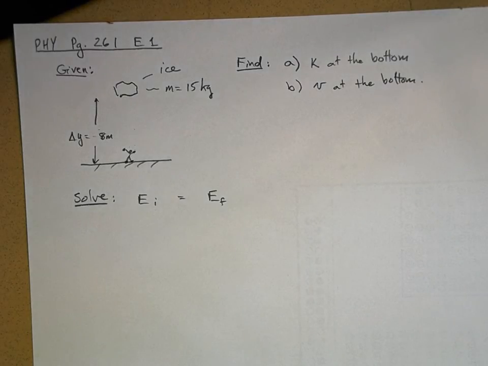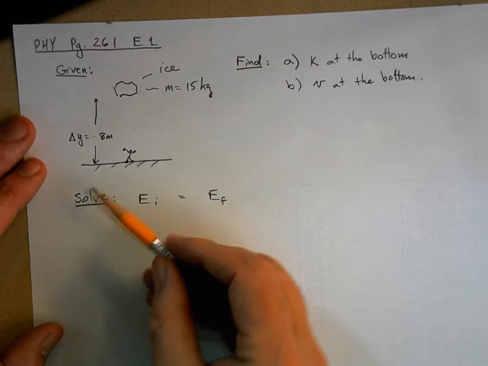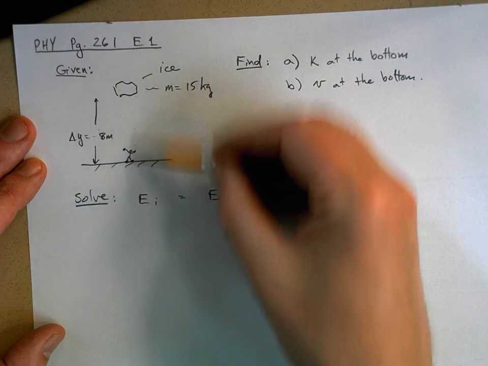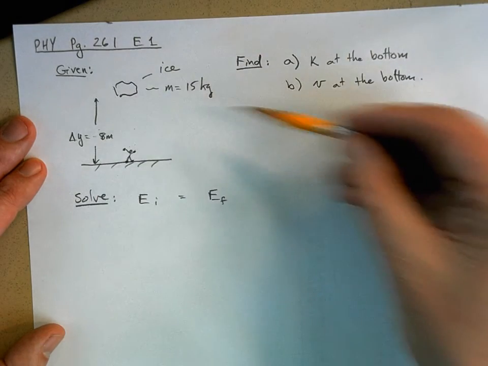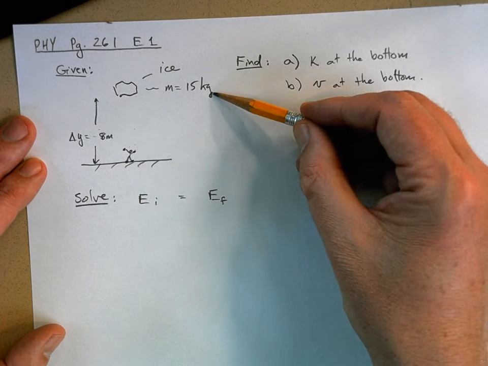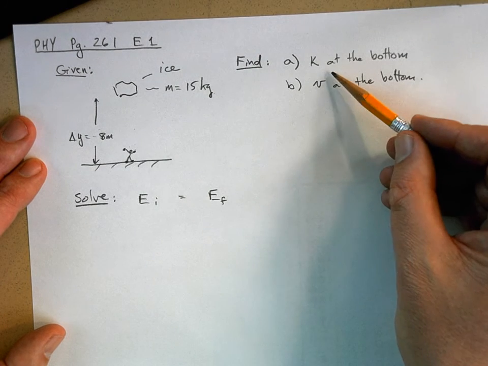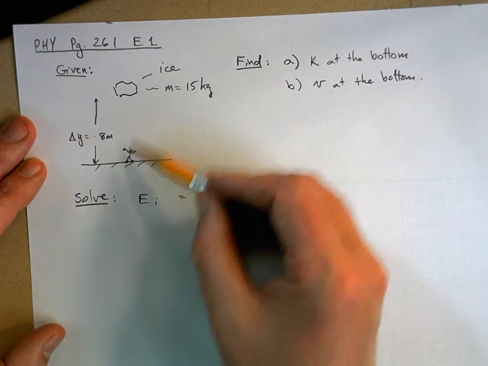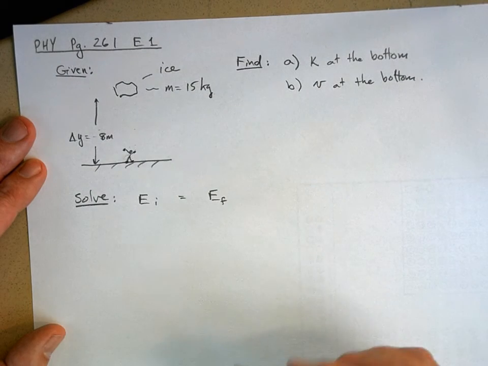Now you could use kinematics to solve for the velocity at the bottom, but I just want you to see here that you could also use energy to find the velocity just before it hits the ground. And the key here is this. So here's what's given. This ice is going to fall down 8 meters, and it's got 15 kilograms. We want to know what is the kinetic energy at the bottom and what is the velocity at the bottom, right as it squishes this person.